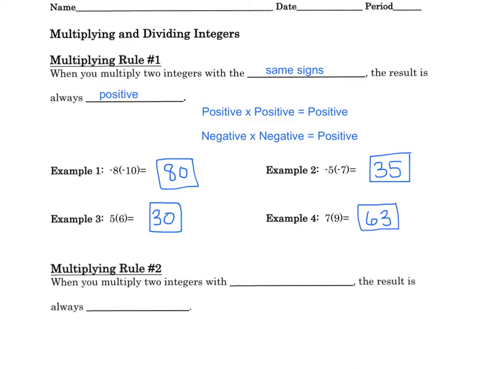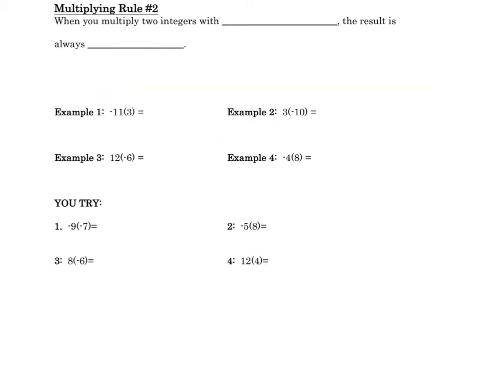Okay, so now let's look at our second multiplying rule with integers. Our second multiplying rule with integers is: when you multiply two integers with different signs, the result is always negative. So when you multiply two integers with different signs, the result or answer is always negative.